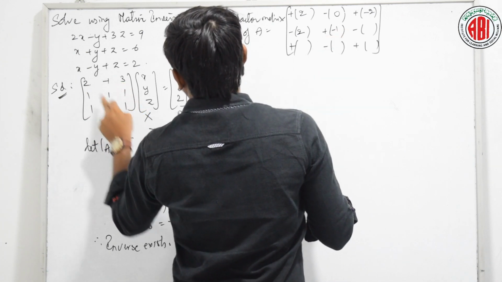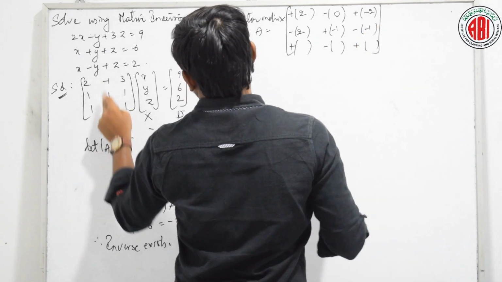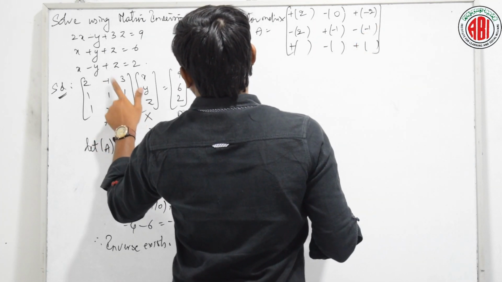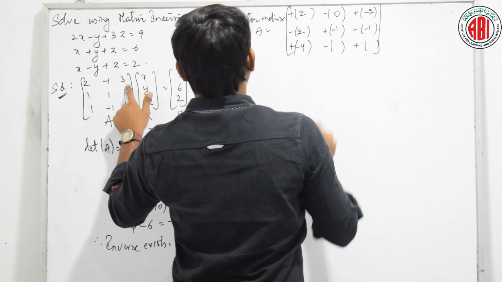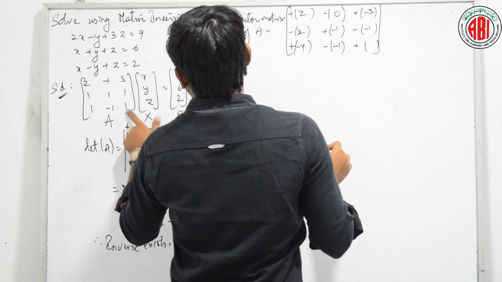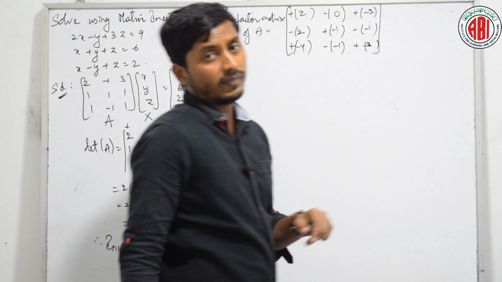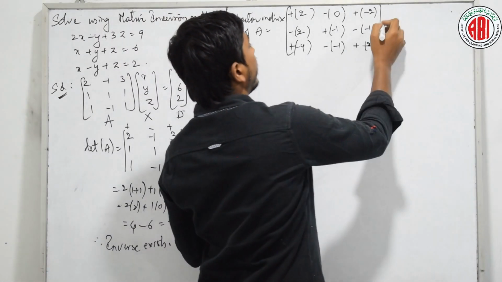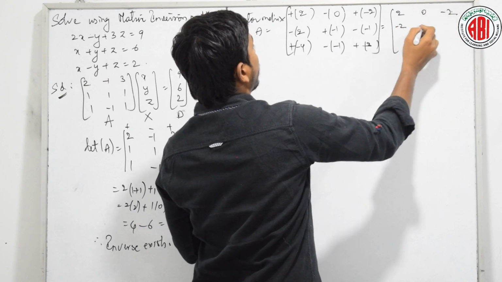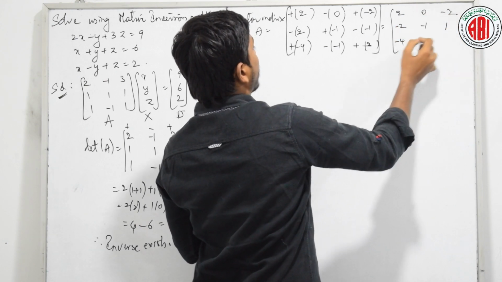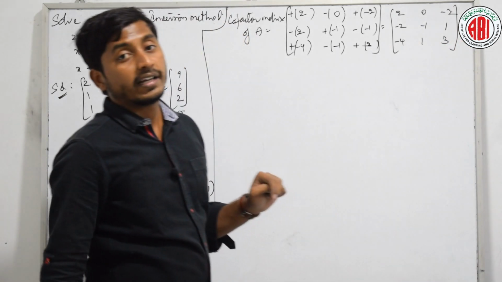And for this term, minus 2 plus 1, that is minus 1. And for this, minus 1 minus 3 is minus 4. And for this, 2 minus 3 is minus 1. And here, 2 plus 1 is 3. Is it clear? Now let us write it. That will be 2, 0, minus 2, minus 2, minus 1, 1, minus 4, 1, 3. Is it okay? This is my cofactor matrix.